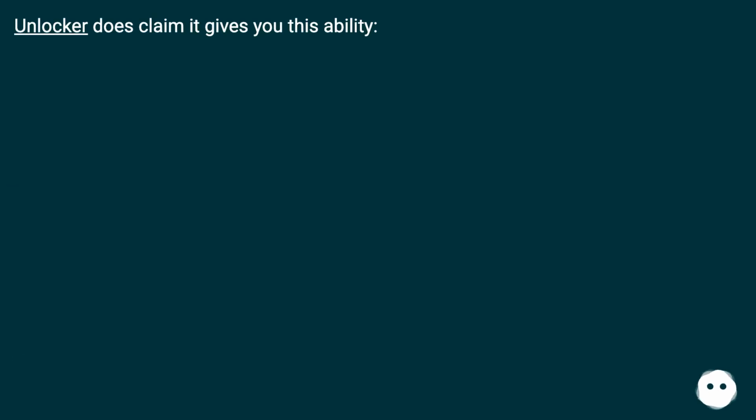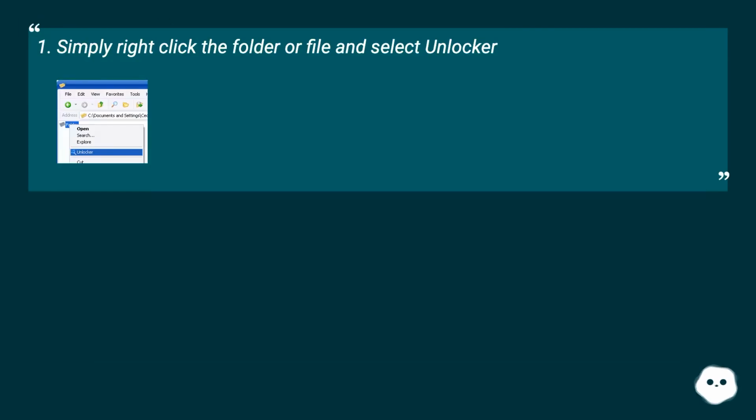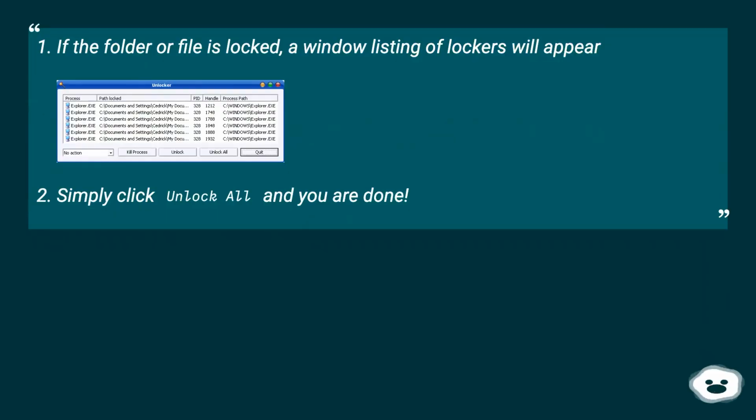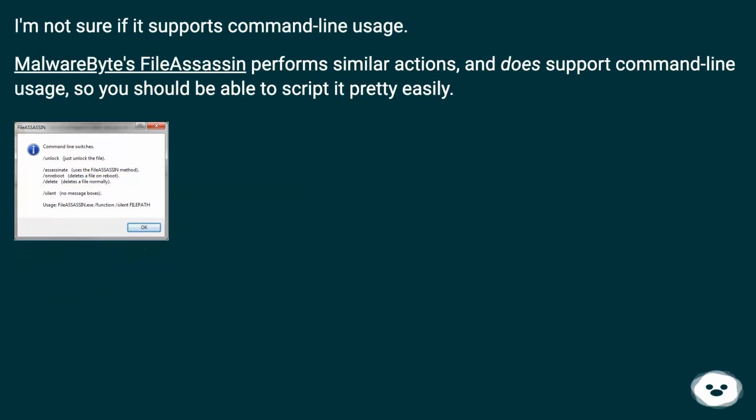Unlocker does claim it gives you this ability. Simply right-click the folder or file and select Unlocker. If the folder or file is locked, a window listing the lockers will appear. Simply click Unlock All and you are done. I'm not sure if it supports command line usage. Malwarebytes File Assassin performs similar actions and does support command line usage, so you should be able to script it pretty easily.